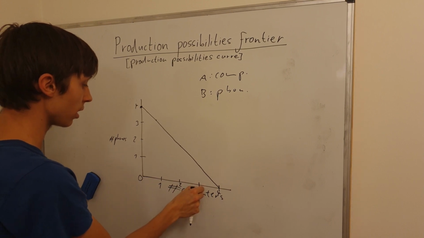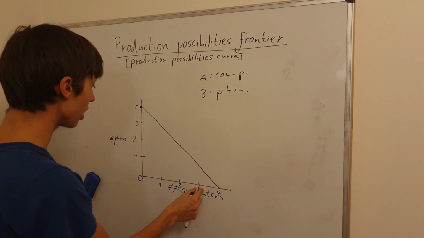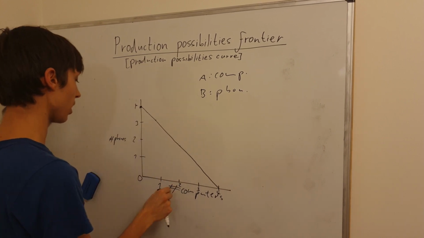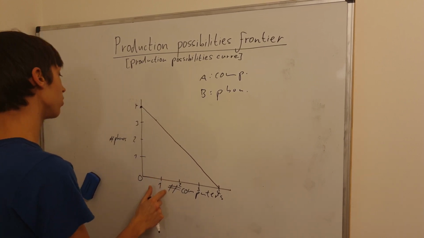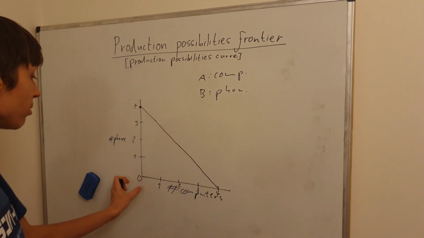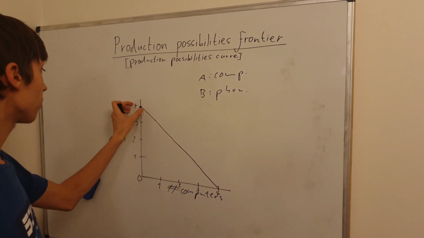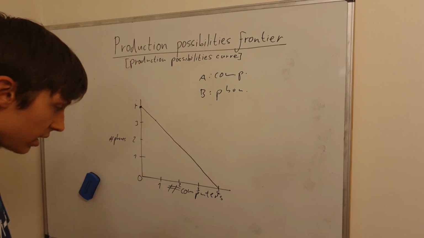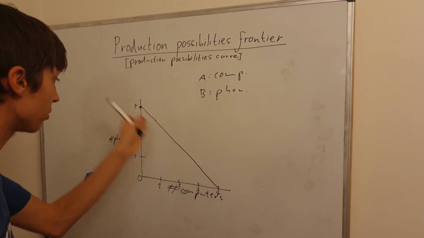When we produce 1 less computer, so 3 computers, we can produce 1 phone. When we produce 2 computers, we can produce 2 phones. When we produce 1 computer, we can produce 4 phones. And when we produce 0 computers, no computers at all, we can produce all the way 4 phones. And this shows you that in this case, this line is absolutely linear.